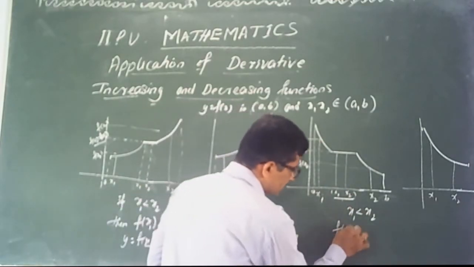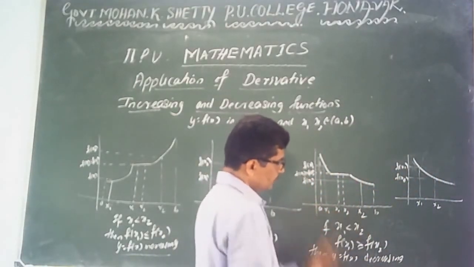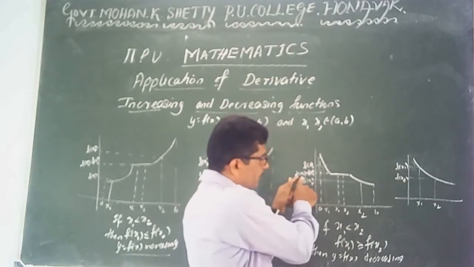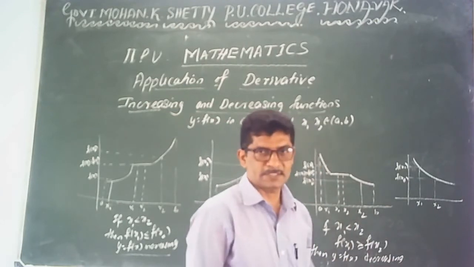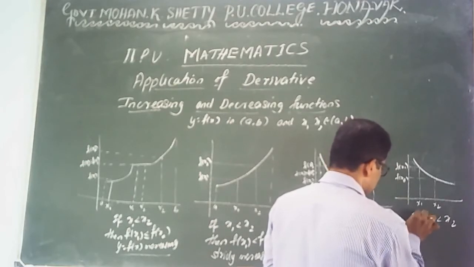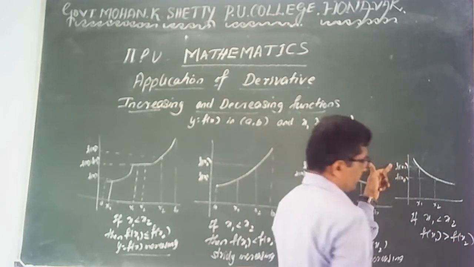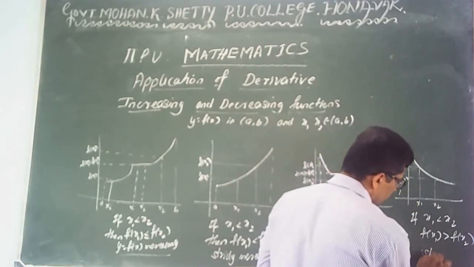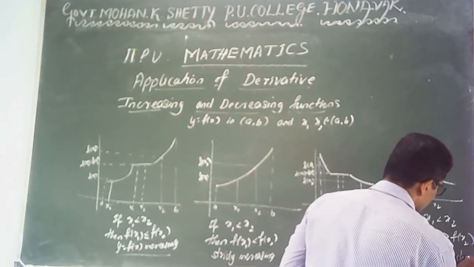If x1 is less than x2 and f of x1 is greater than or equal to f of x2, then f of x is said to be a decreasing function. Similarly, if x1 is less than x2 but f of x1 is strictly greater than f of x2, then this function is said to be a strictly decreasing function.